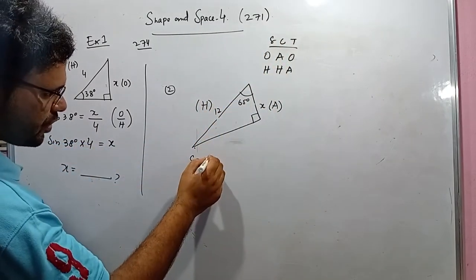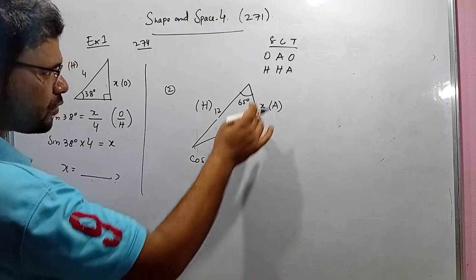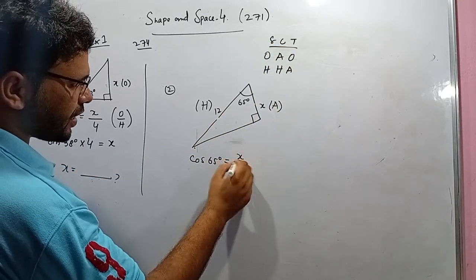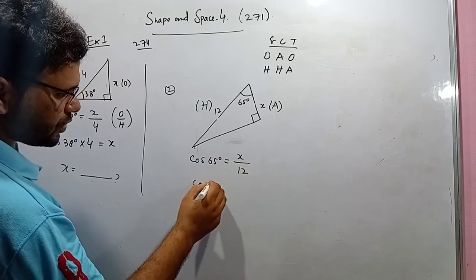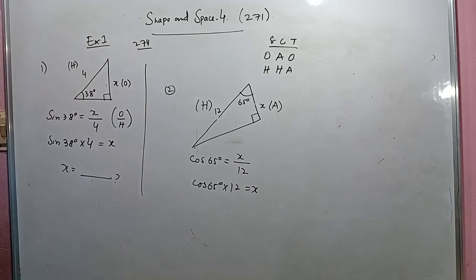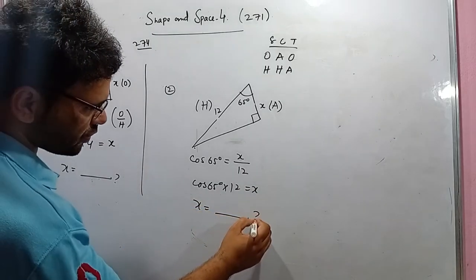So I will write cos 65 degrees is equal to what? Adjacent by hypotenuse. That's adjacent x by 12. So cos 65 degrees into 12 is equal to x. Now use the calculator. You can calculate on the calculator, and you will find x.